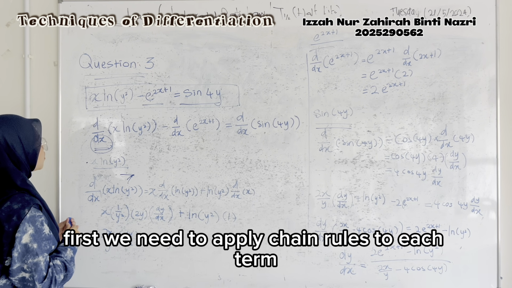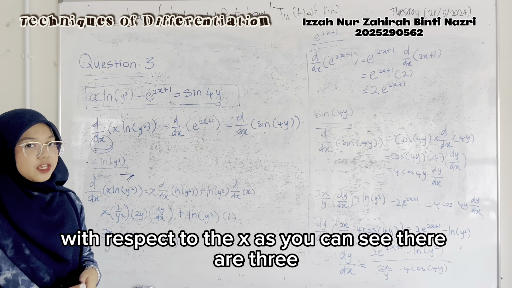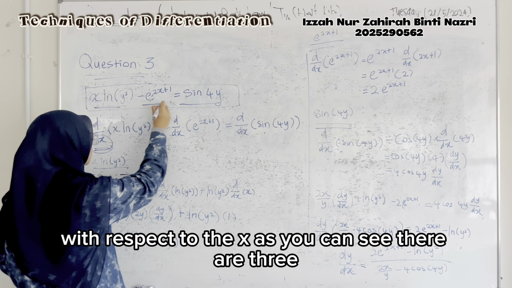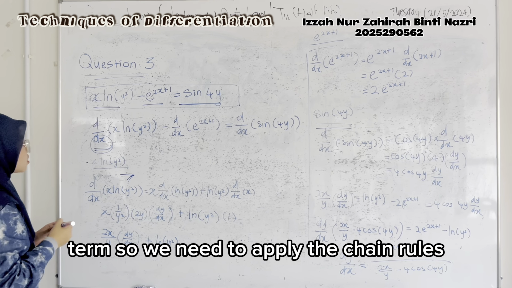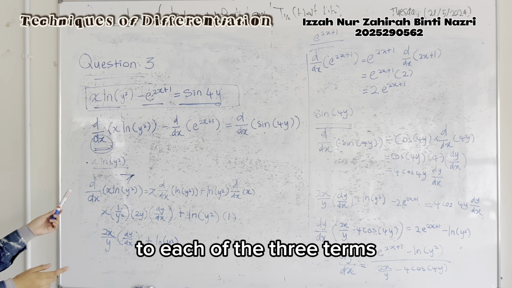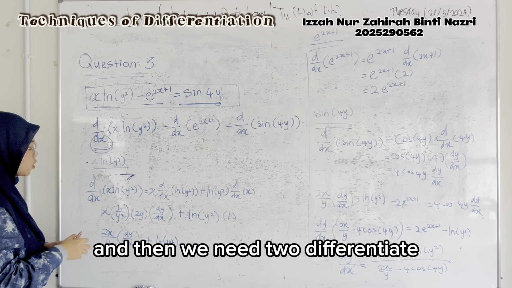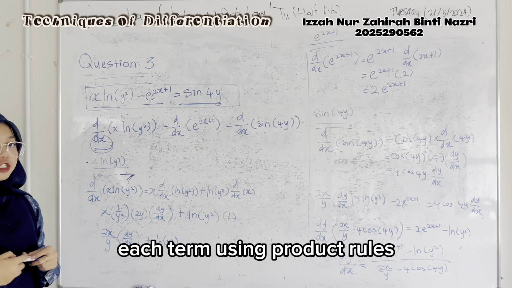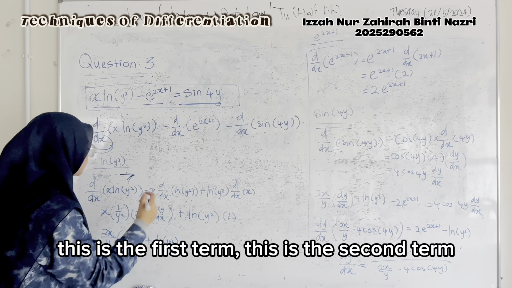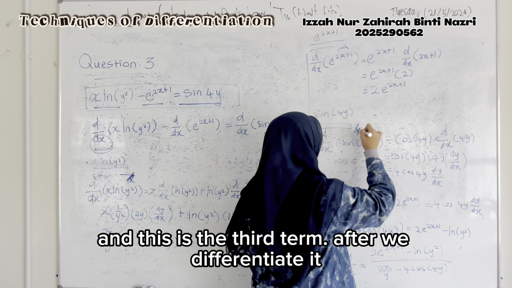First, we need to apply the chain rule to each term with respect to x. As you can see, there are 3 terms. So we need to apply the chain rule to each of the 3 terms, and then differentiate each term using the product rule. This is the first term, this is the second term, and this is the third term.